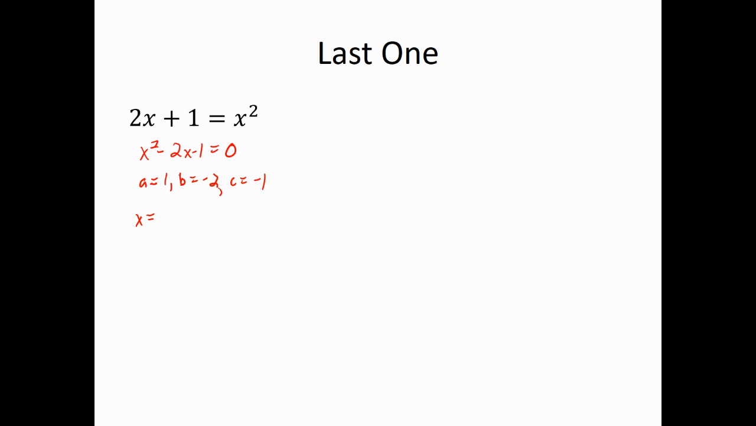So we have negative b, which is the negative of negative 2, which is 2, plus or minus the square root of b squared. b is negative 2, and b squared then is 4, minus 4 times a times c, so that's 4 times 1 times negative 1, all over 2 times a, which we'll just go ahead and simply write as 2. So let's see what this is. 2 plus or minus the square root of, well, let's see, 4 times 1 times negative 1 is negative 4. So we have minus a negative 4, which is plus 4, okay? So I'll go ahead and write it like that, 4 minus a negative 4, and then that's all over 2.